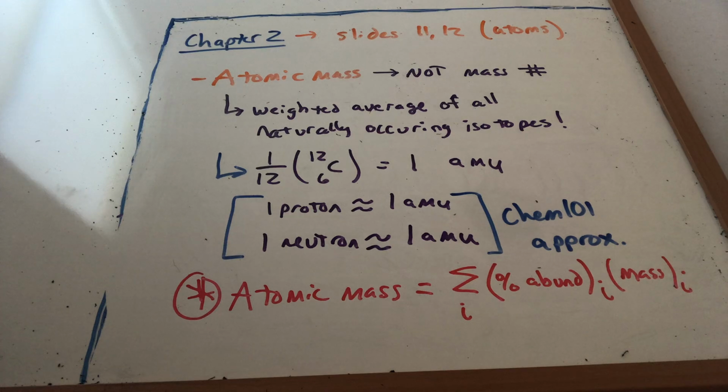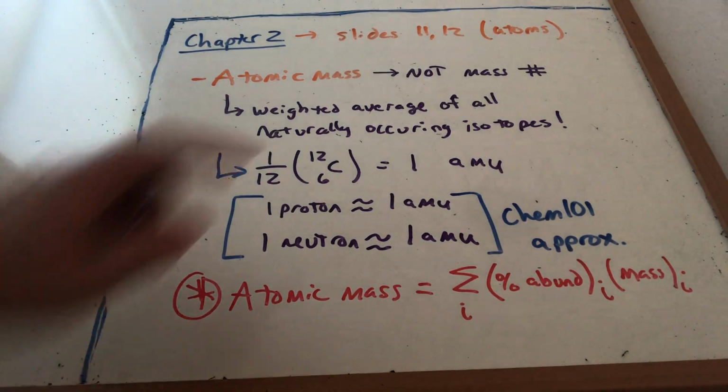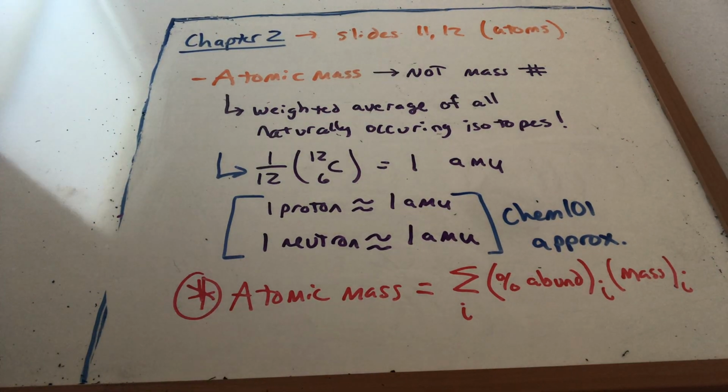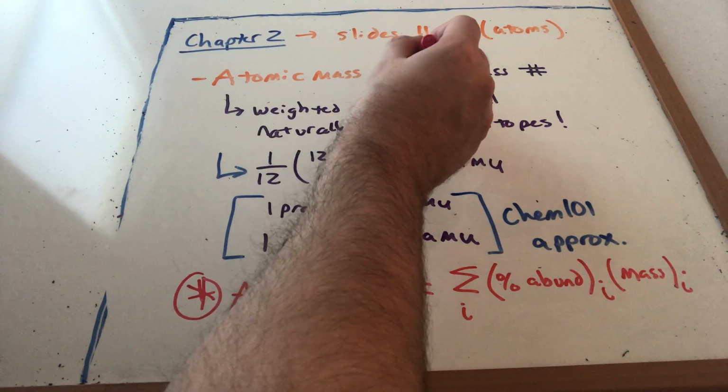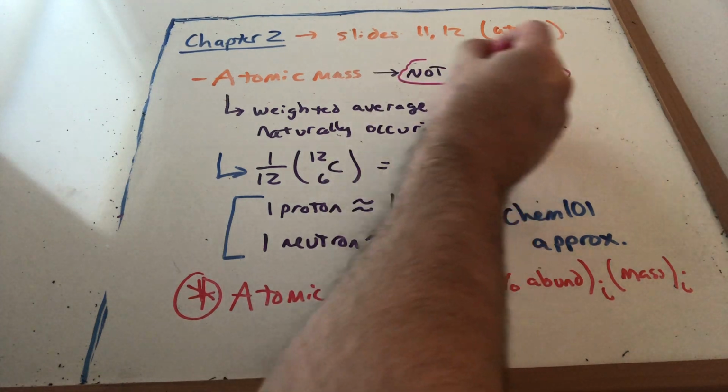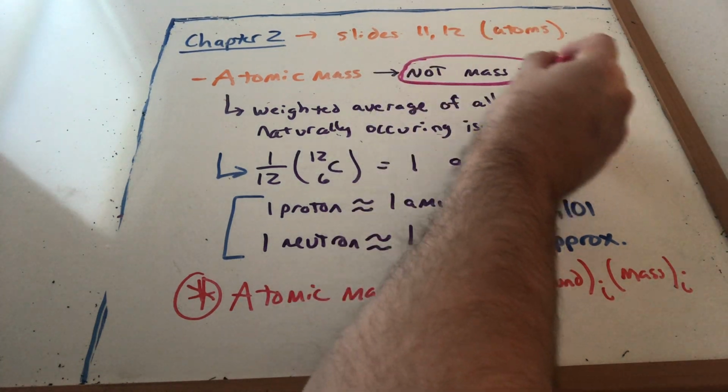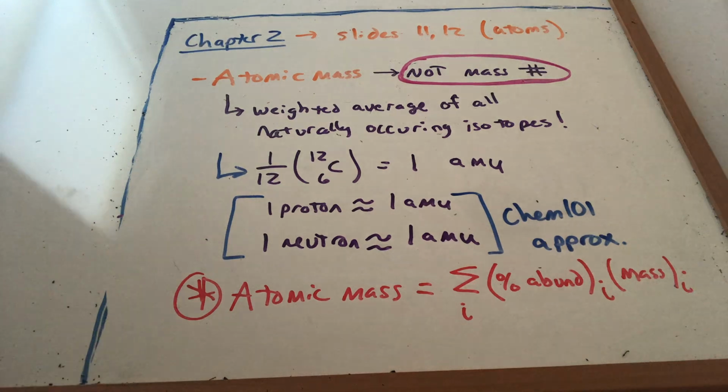What we didn't get to talk about in the last video is a very important concept called atomic mass. This is not the mass number, and this is a big important point that some students get hung up on. The mass number, which was A in our last video, is the number of protons and neutrons, all right? Atomic mass is not what we're talking about here, okay?